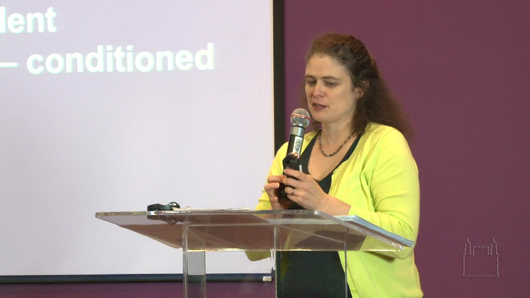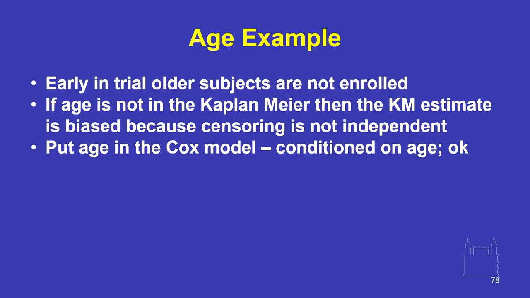So, my age example. Early on in the trial, older subjects weren't enrolled in one of my studies. They had an age limit of 60. Eventually, they raised that to 70. If age isn't taken into account with a Kaplan-Meier, so if I don't stratify my Kaplan-Meiers on this, the Kaplan-Meier estimate is biased because the censoring is not independent. Censoring later on is due to age. As long as I put age in my Cox model, I'm okay.